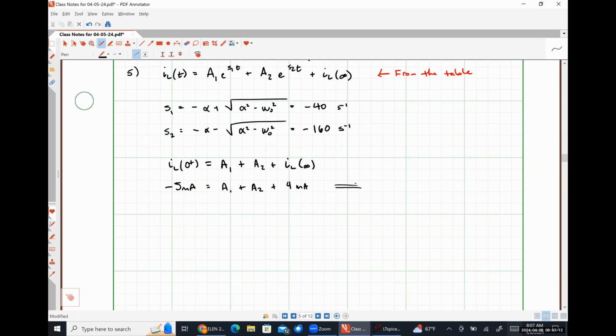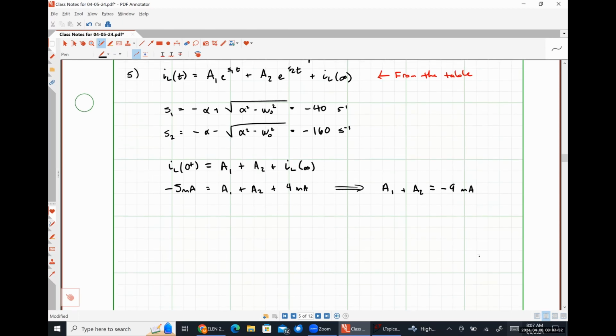And simply rearranging this, we're going to wind up getting a relationship: A1 plus A2 is equal to negative 9 milliamps. Everybody okay with this? Okay. Our second equation is going to come from the derivative-based relationship of our first equation. So what do we know that is related to the derivative of the inductor current?